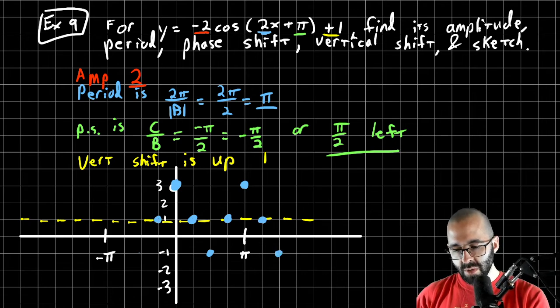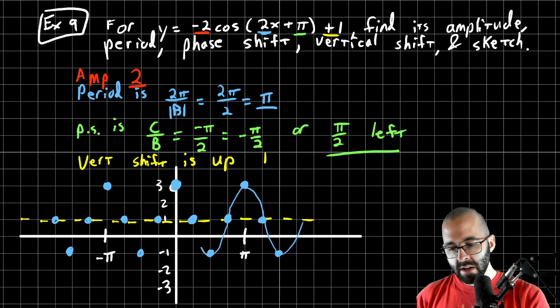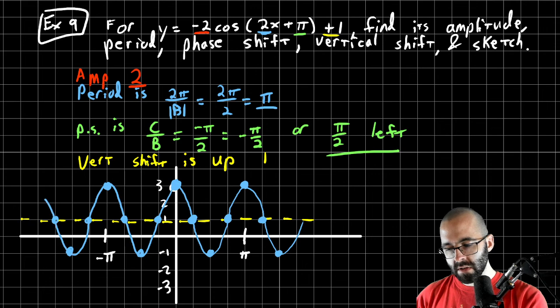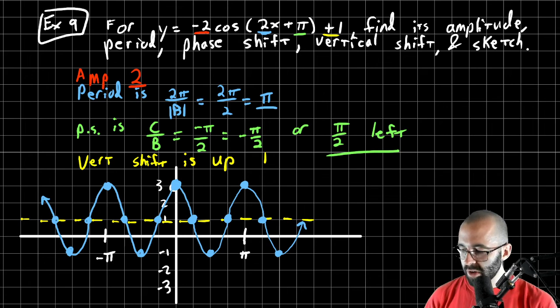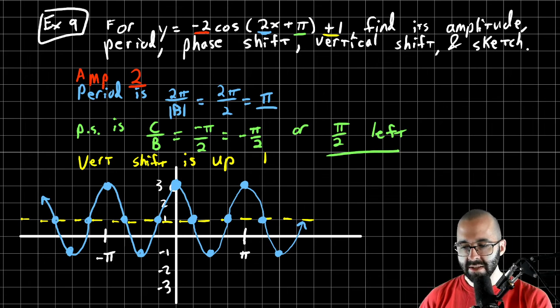Every pi over 4, we oscillate between the minimum, the midline, the maximum, the midline, the minimum, the midline, and so on. Now we connect these dots in a sinusoidal fashion. All right. And that is the graph of this function. It shows all the important things that we need to include. We answered the other questions as well, and we're good to go. Good luck. Let me know if you have questions.